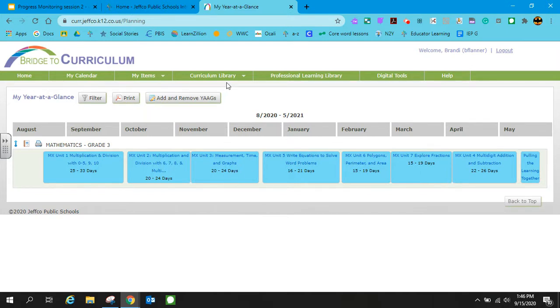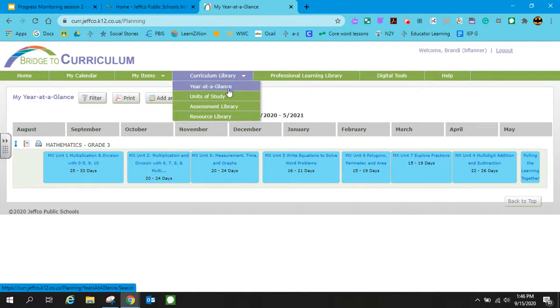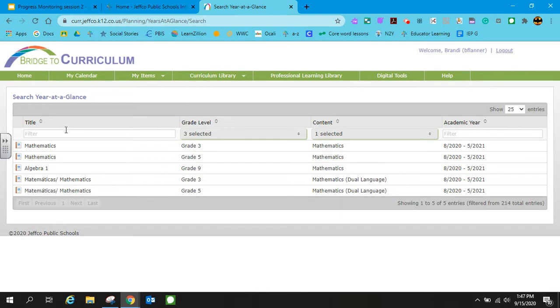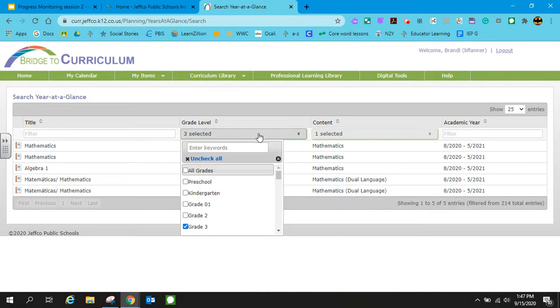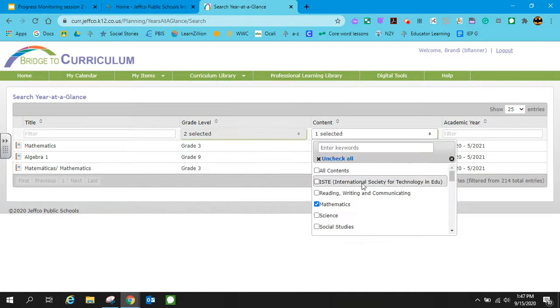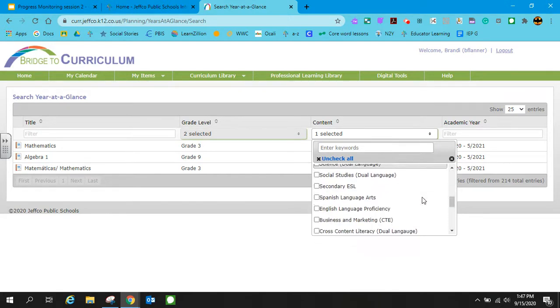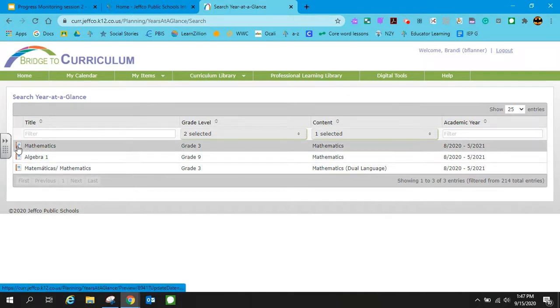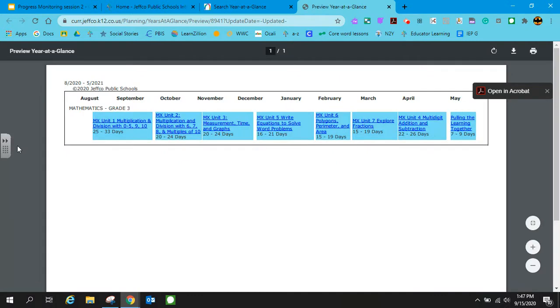Where I want you to focus your attention is on the curriculum library and year at a glance. This is where the gold is. Notice that you can filter. I'm going to filter by just third grade in this case, because that's who I'm writing an IEP for. And I need it in just math, but do notice that all the other content areas are here. So there's standards for everything. So grade 3 math, I'm going to click on that notebook on the far left, which will take me into the actual year at a glance.